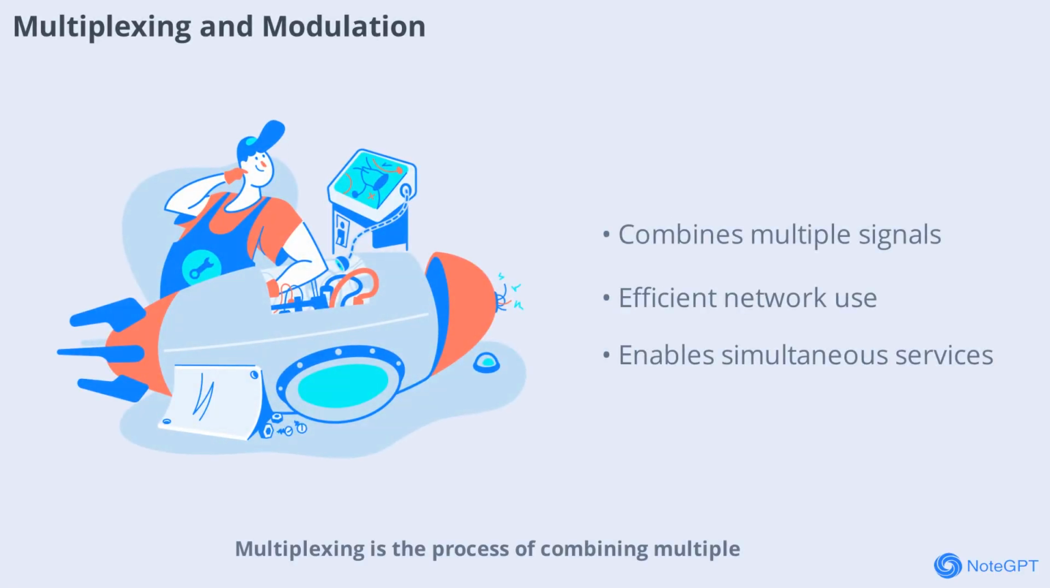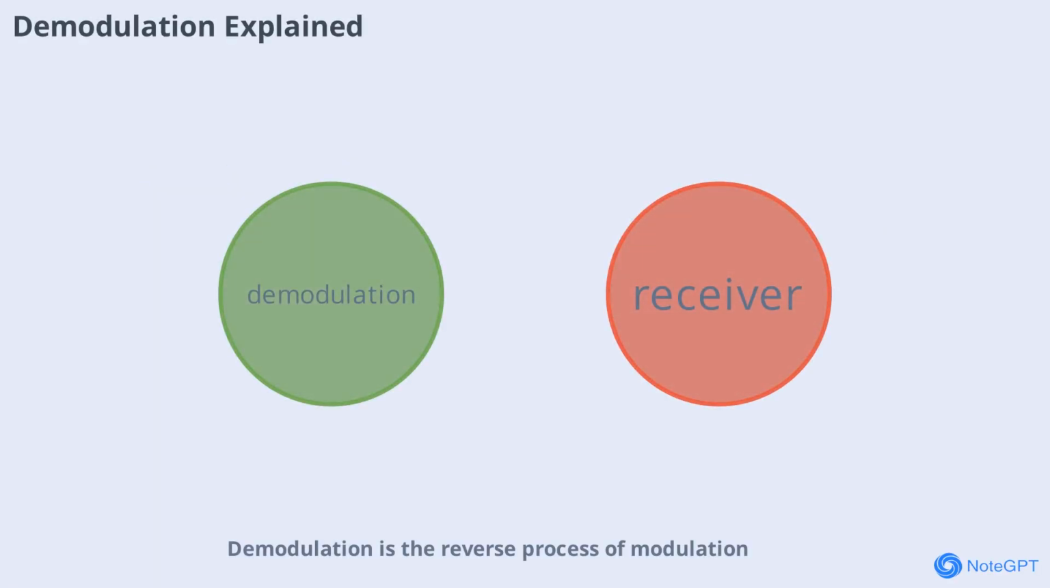Multiplexing is the process of combining multiple signals for transmission over a single channel. Modulation makes multiplexing possible by allowing each signal to occupy a different frequency band or time slot. This is essential for maximizing the efficiency of communication networks, enabling services like cable TV, internet, and mobile networks to operate simultaneously.